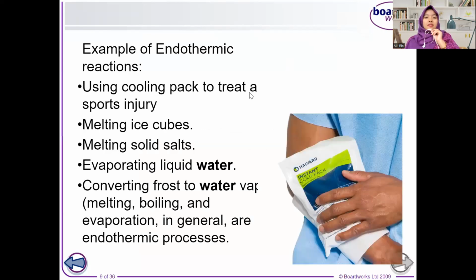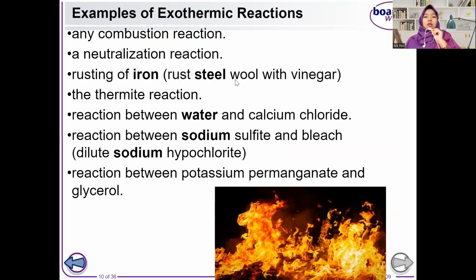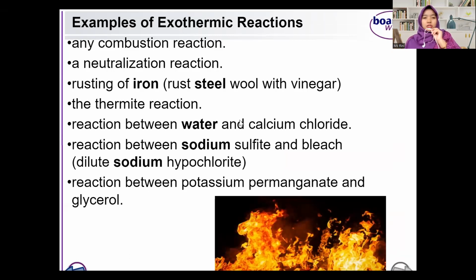Here are the examples for endothermic. For example, in sport, some cooling packs actually come from an endothermic reaction. And here are some examples for the exothermic reaction, mostly because it will release energy. So it should release energy to the surrounding. So any combustion reaction will be an example of exothermic reaction.